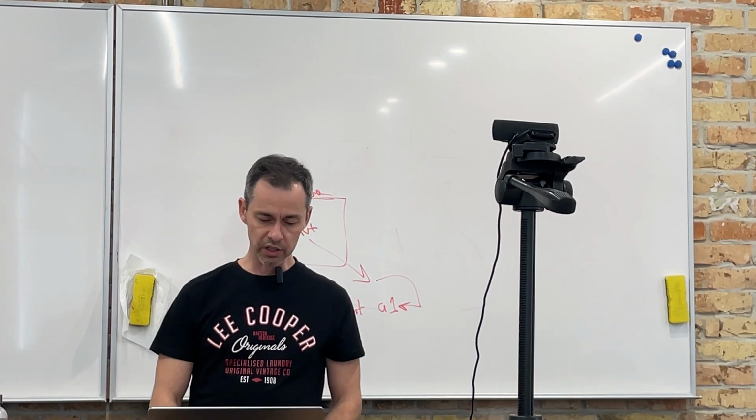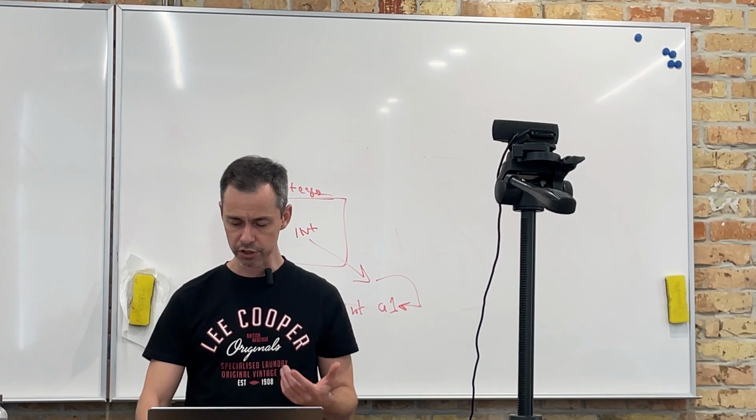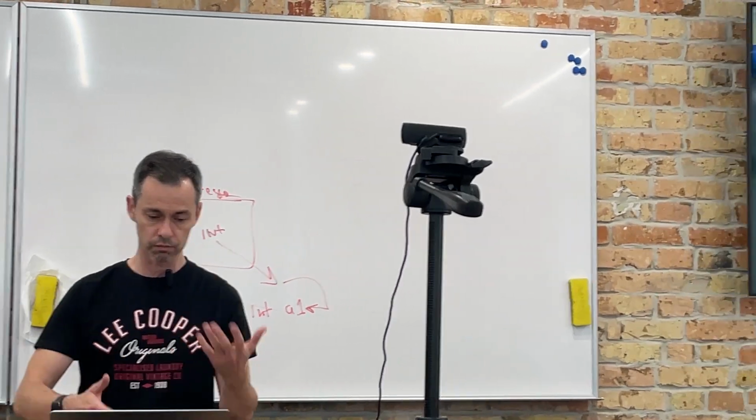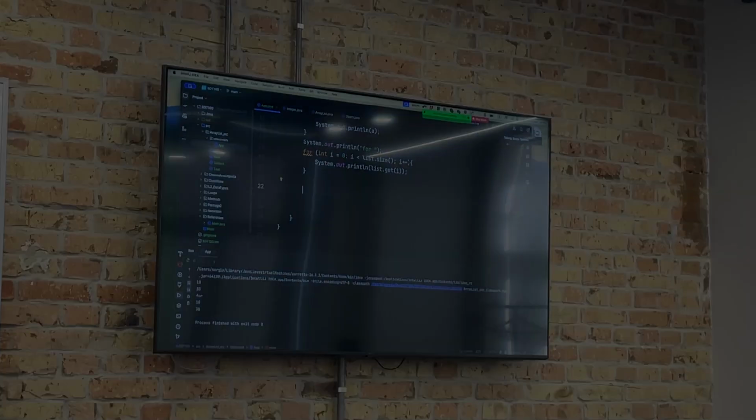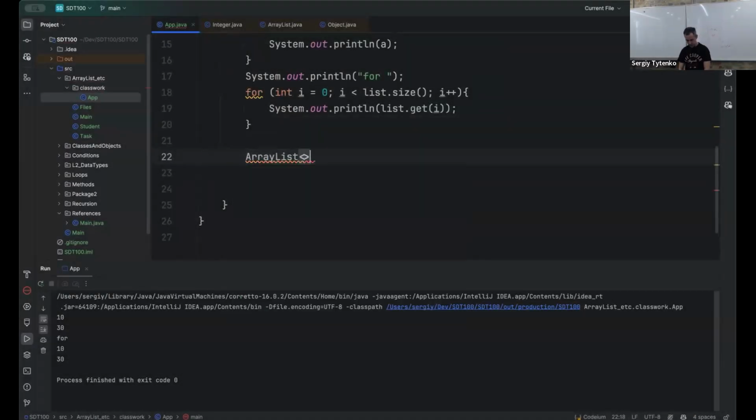I suppose in regard to ArrayLists, we have everything we need. Let me just create one more ArrayList to show you that we could use any other type. For example, of course, String.